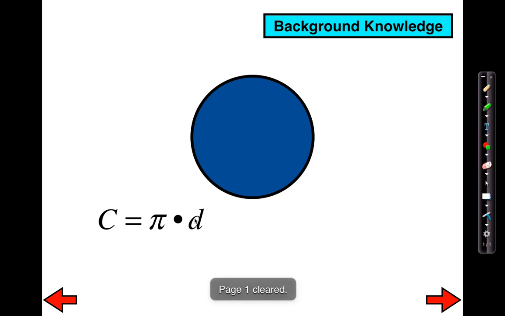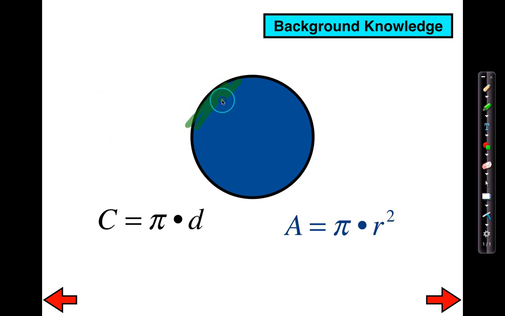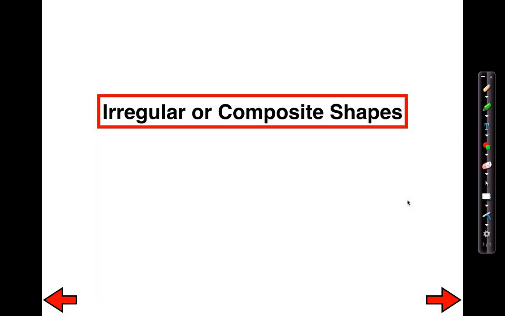But then we also have area. How do you find the area of a circle? Real quick, area is basically the space inside the shape. So how do we do that? Well, we do that by taking pi and multiplying it by the radius squared. So keep those two formulas in mind because we will definitely be utilizing them today. So we are focusing our attention on irregular or composite shapes.